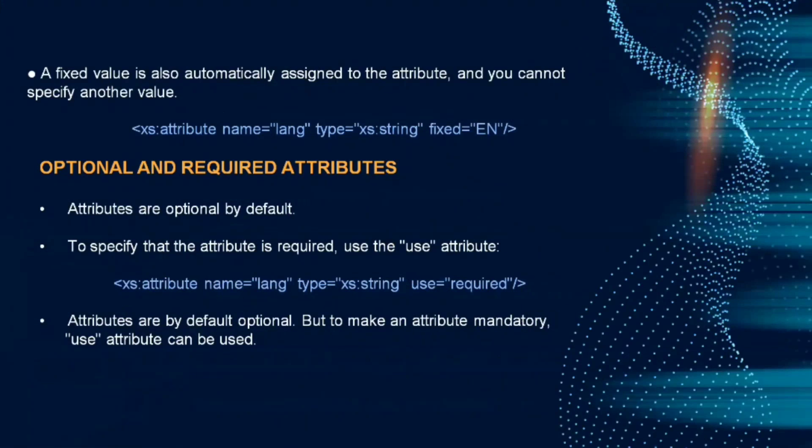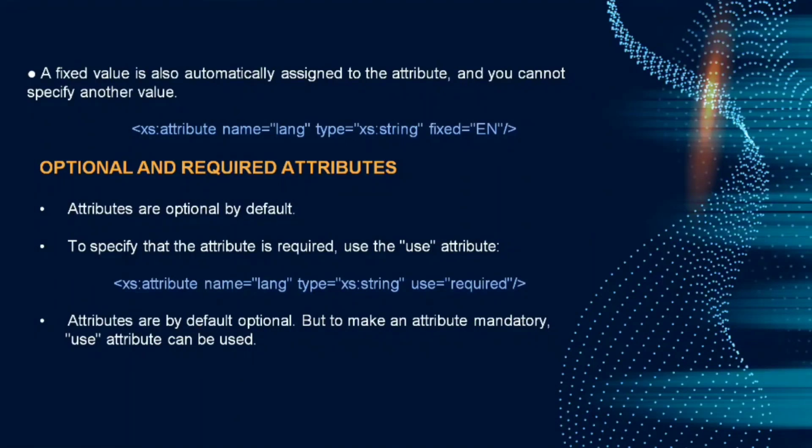In some cases, you want a fixed value such that whatever the user gives, it should not change, and only this fixed value can be used as that attribute's value. For this, we use the fixed option and we set it to a value. So this is how we use default and fixed attributes in an XML schema.